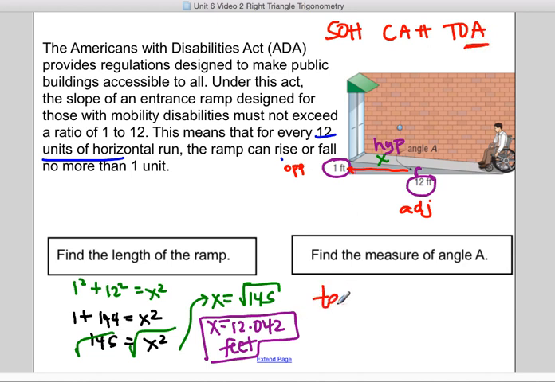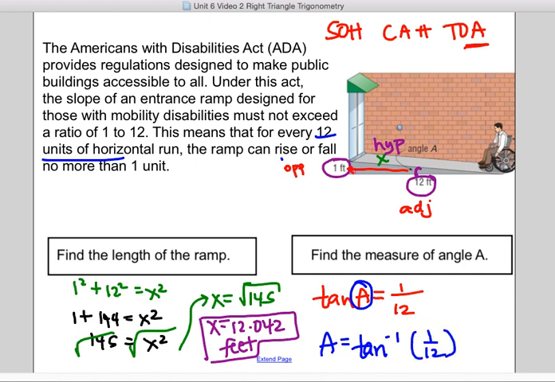It's always tangent of the angle, we're calling it angle A, is equal to my opposite, 1, over my adjacent, 12. We need to figure out the angle. Whenever you need to figure out the angle, you use the inverse on your calculator. So A is equal to tangent inverse of 1 over 12.